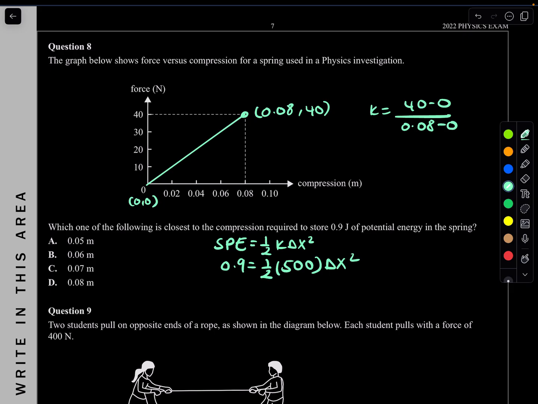So what's that going to be? 0.9 over 250. Take the square root of that. That gives me 0.06 as your change in x.